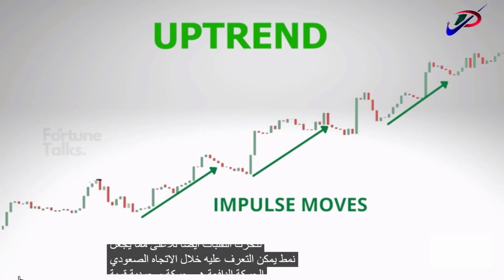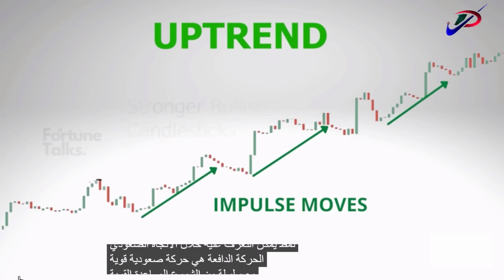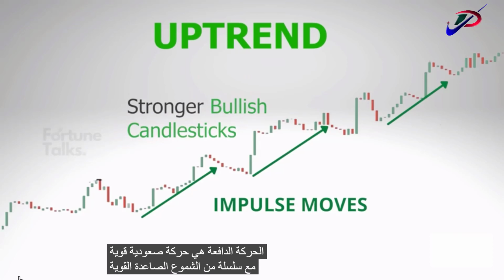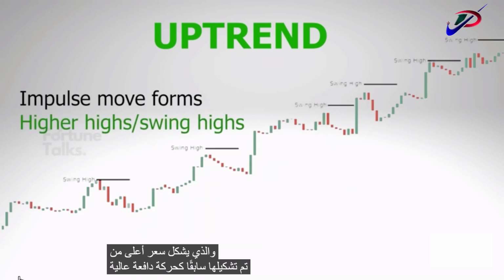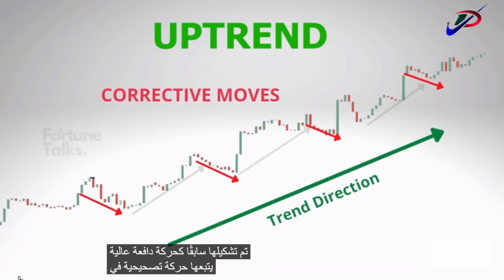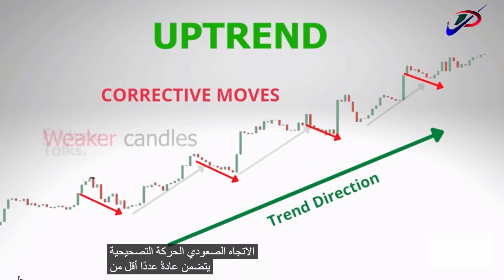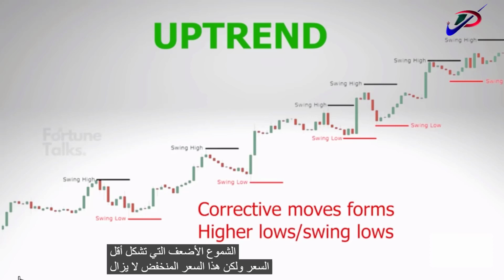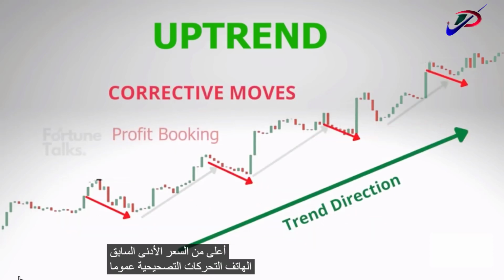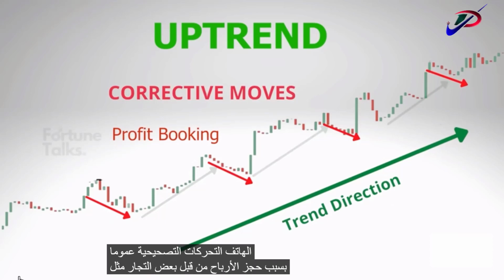During an uptrend, the impulse move is a strong up move with a series of strong bullish candles which forms a higher price than the previously formed high. The impulse move is followed by a corrective move in the opposite direction of the prevailing bullish trend. The corrective move usually includes a lesser number of weaker candlesticks that forms a lower price, but this lower price is still higher than the previous lower price formed. The corrective moves are generally due to profit booking by some traders.